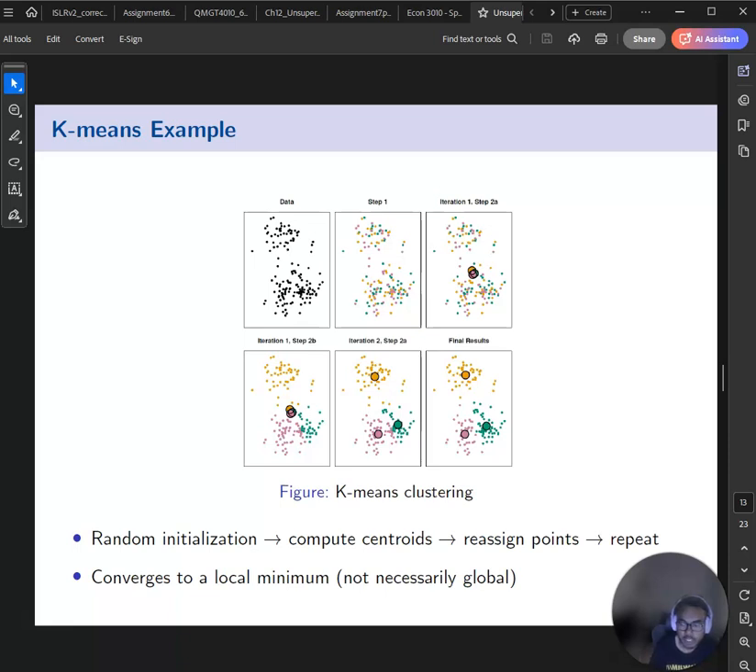An important note about k-means: it converges to a local minimum and not necessarily the global minimum. Different random initializations can lead to different final clusters, which is why in practice we often run k-means multiple times and pick the best result.